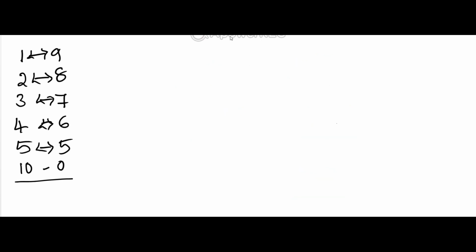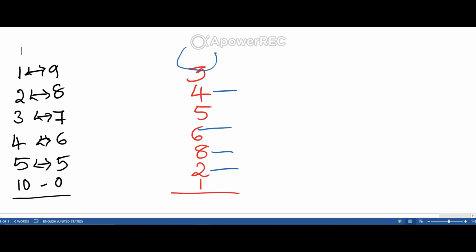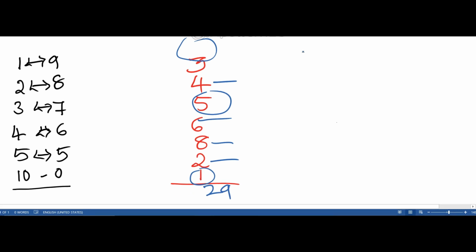Friends, we will solve a few more problems. See, 3, 4, 5, 6, 8, 2, 1. Tell me friends, we have to get the answer in just seconds. So how is it possible? First we have to see the friends. 10, 20, 23, 28, 29. That's it. So now one more problem, friends.